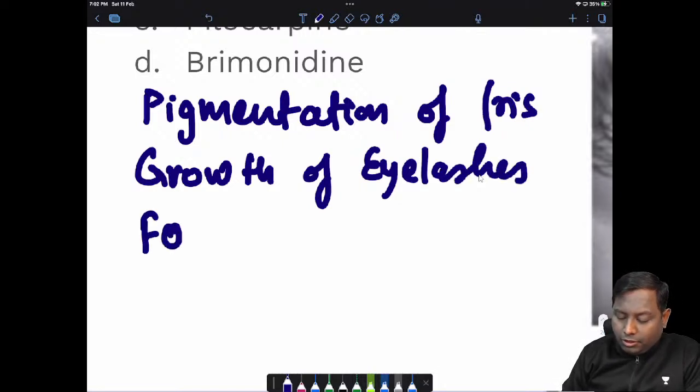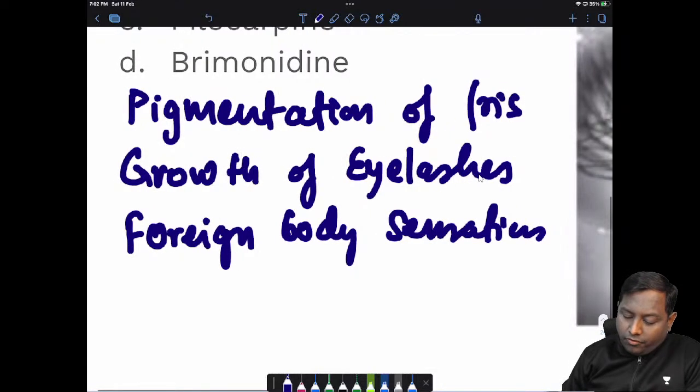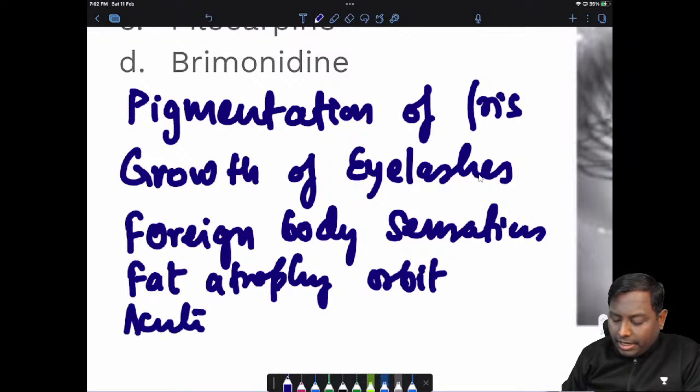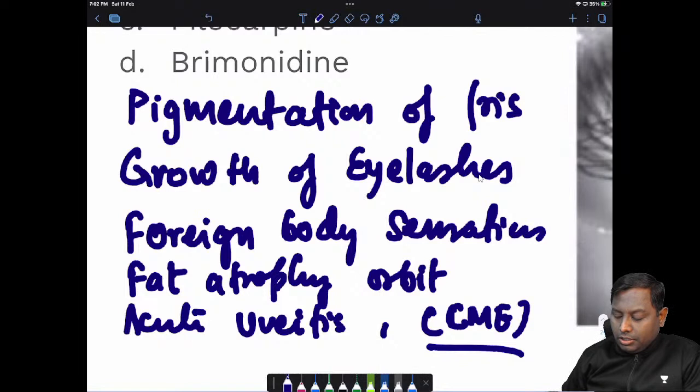Then they can also lead to problems like foreign body sensation. They also cause fat atrophy of the orbit. Because of the fat atrophy of the orbit, there will be enophthalmos, and there can also be acute anterior uveitis. They can also lead to cystoid macular edema, but again these are not very common side effects.